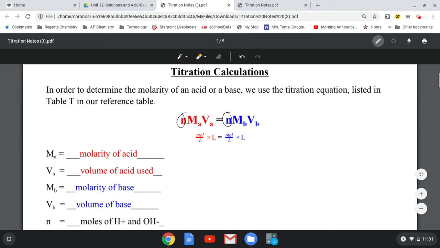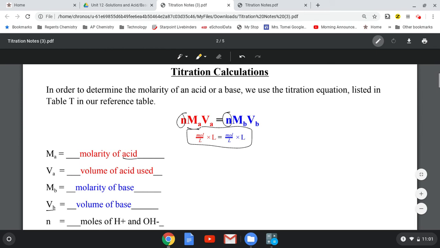And if we look at the variables that are defined here, Ma is the molarity of the acid. So you might be solving for that, you might know that. Va is the volume of the acid that you typically know or will be measured in the experiment. Mb is the molarity of the base. Vb is the volume of the base. And then our n value here. n stands for either moles of hydrogen ions or moles of hydroxide ions, depending on which side of the equation we're talking about. And that's important because of the units that end up coming out of this equation.